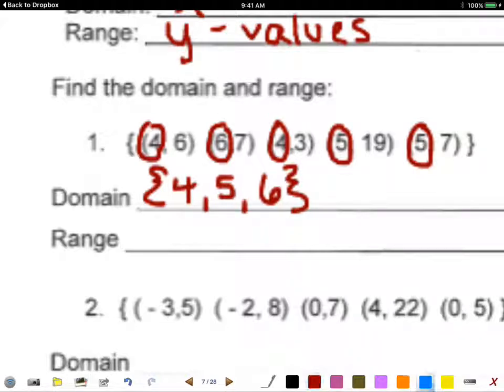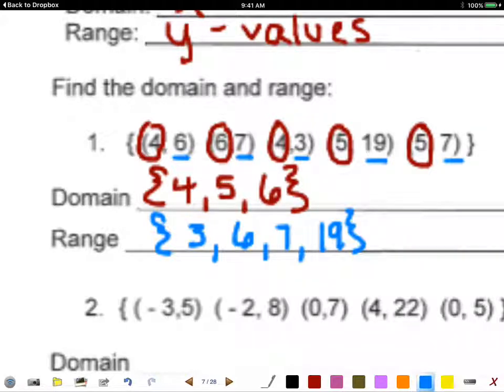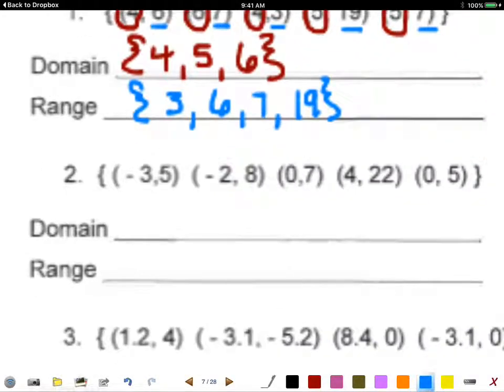All right, the range values are the y values. Those are these values beside the x values. So we're going to do the same thing. What's the smallest one? 3, 6, 7, 19. Don't forget one. You forget one, and your range is wrong. You don't have all of the values. Okay, so that's pretty easy. All right, let's do another one of those.